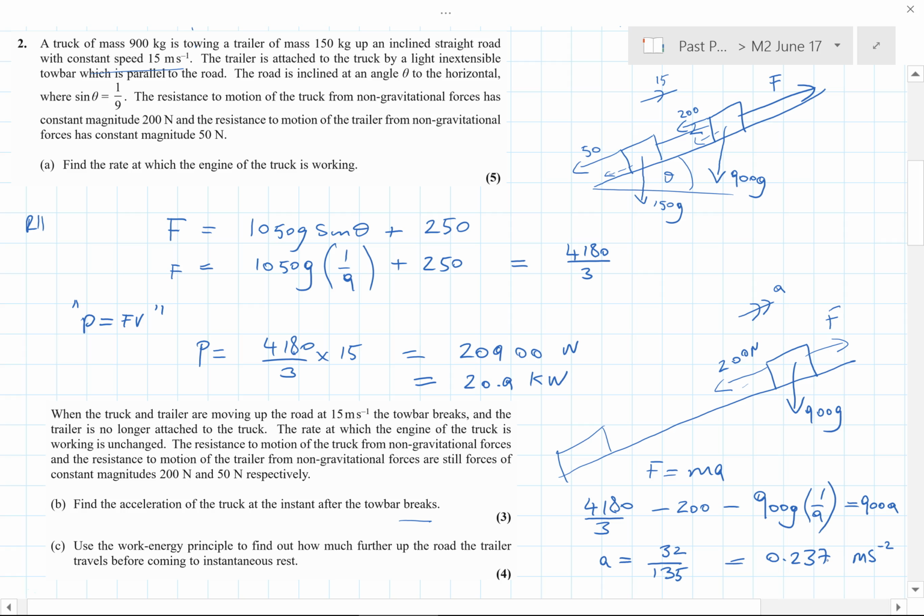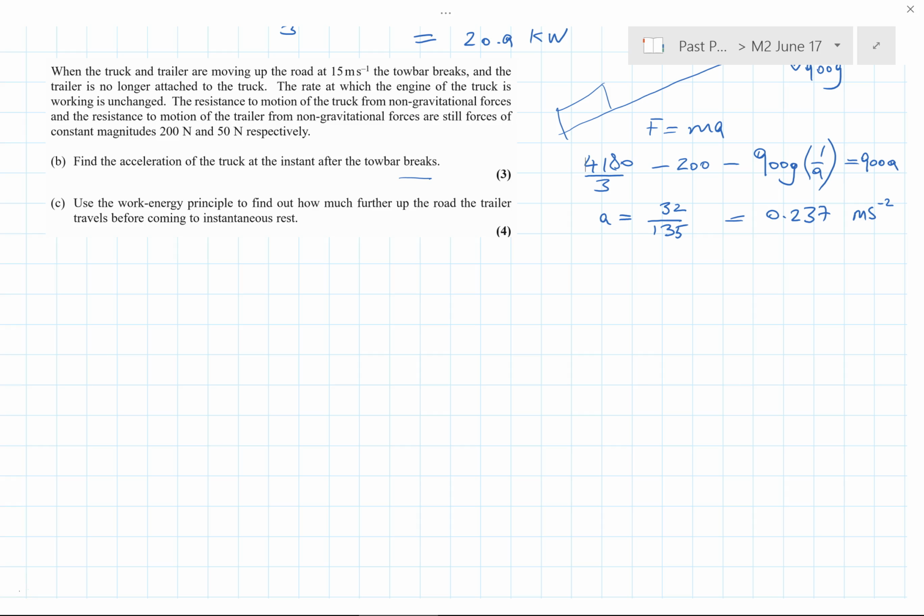Okay, so the last part, part C. For the last part of part C, we're now looking at the trailer, and as I just mentioned earlier, the trailer is not going to just suddenly go downwards. Of course, its momentum is going to carry it upwards up to a point here where it will have 0 velocity, and it wants you to use the work energy principle to find the distance. I'm going to call it d, that it moves upwards.